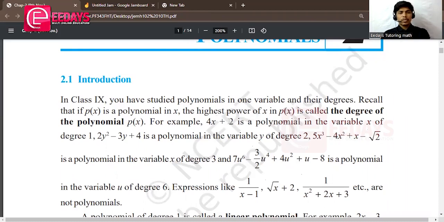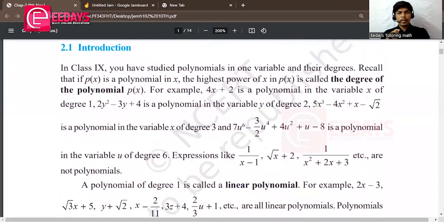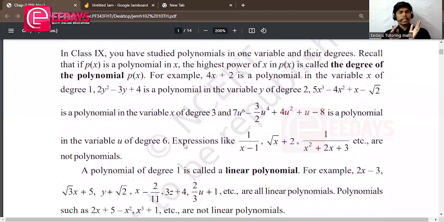Here is an example: 4x plus 2. What is the degree? Observe the variable x and its power. That is 1, which is why the degree is 1. Coming to 2y square minus 3y plus 4, first observe the variable. Y is the only variable. Observe the powers: 2, 1 and 0. 2 is the highest exponent, so it is the degree of that polynomial. Then 5x cube minus, and there are a lot of examples. You just identify how to decide whether it is a polynomial or not.